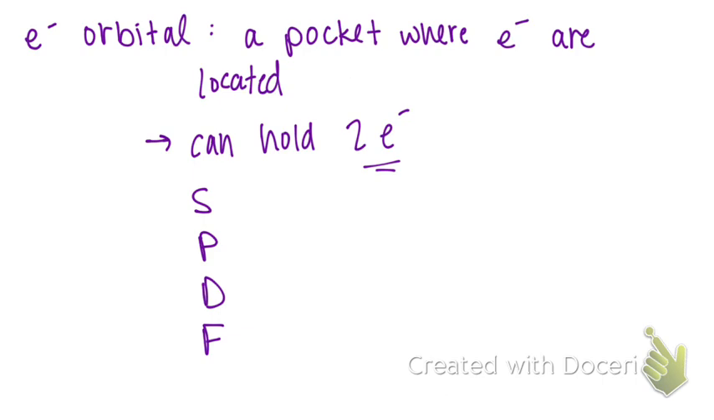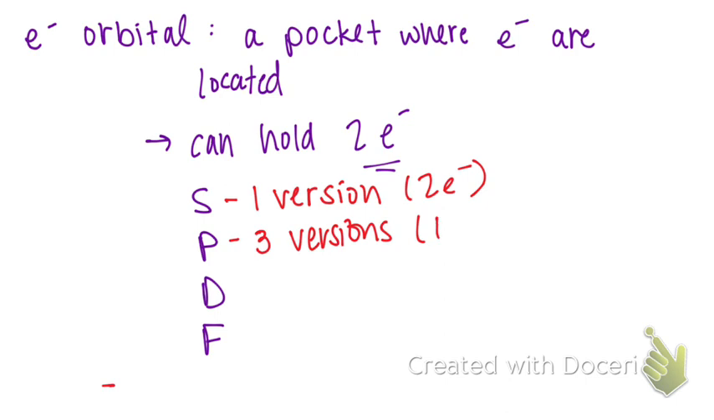Now, for each type of orbital, there is only one version of an s orbital, which means it can hold a total of 2 electrons, right? Because each orbital can hold 2, and for the s orbital, there's only one of that type. For the p orbitals, there are 3 versions of that orbital. That means the p orbital itself can hold a total of 6. Are we understanding how that works? 3 versions, so 2 times 3 is 6, right?